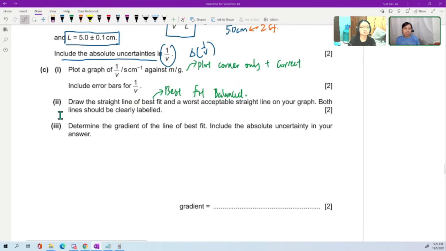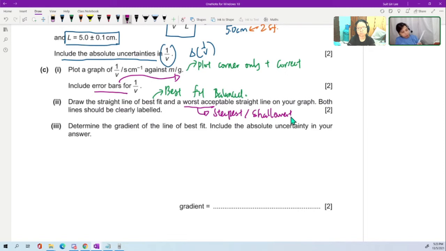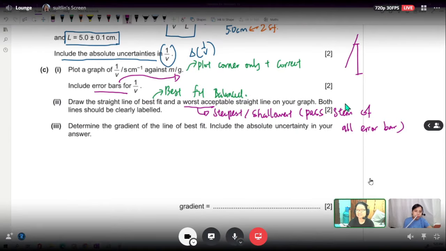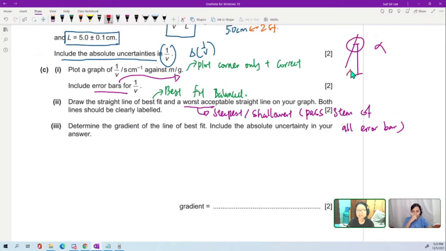Let's write the requirements down. Okay. So number 1, steepest or shallowest possible, with the condition that it passes through the main stem of every error bar. Pass the stem. Must be stem. Some say, Miss, I pass the side of the error bar. Cannot. Must be the main stem. You cannot draw like that. This one doesn't count. Must pass the main stem. Pass the main stem like this. Okay.